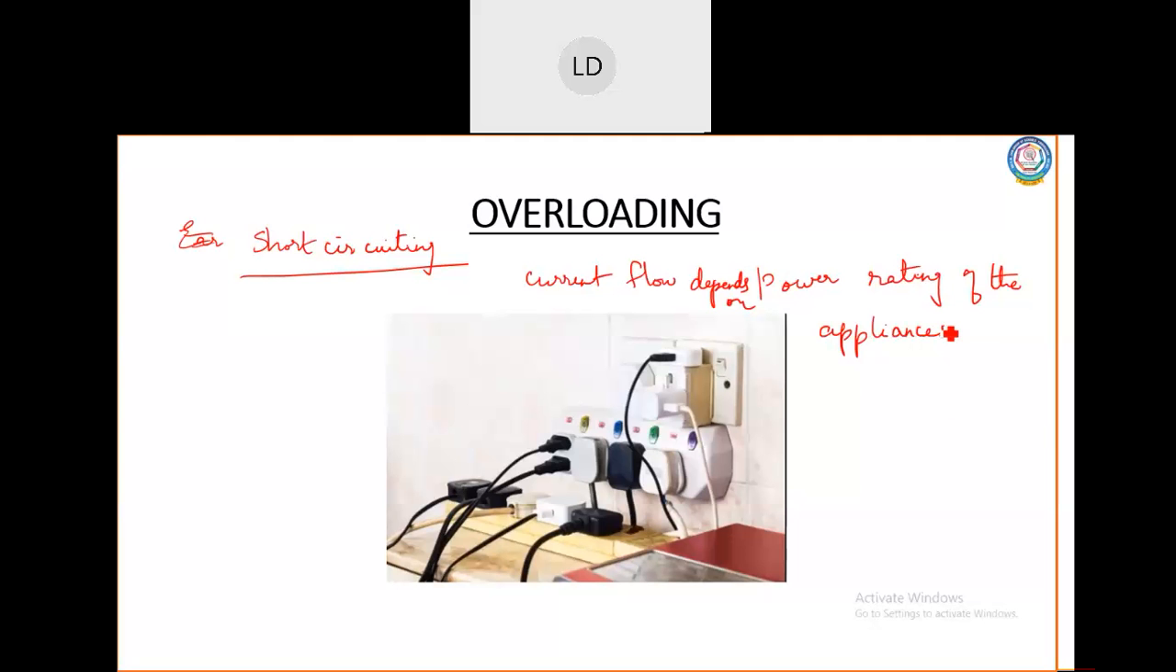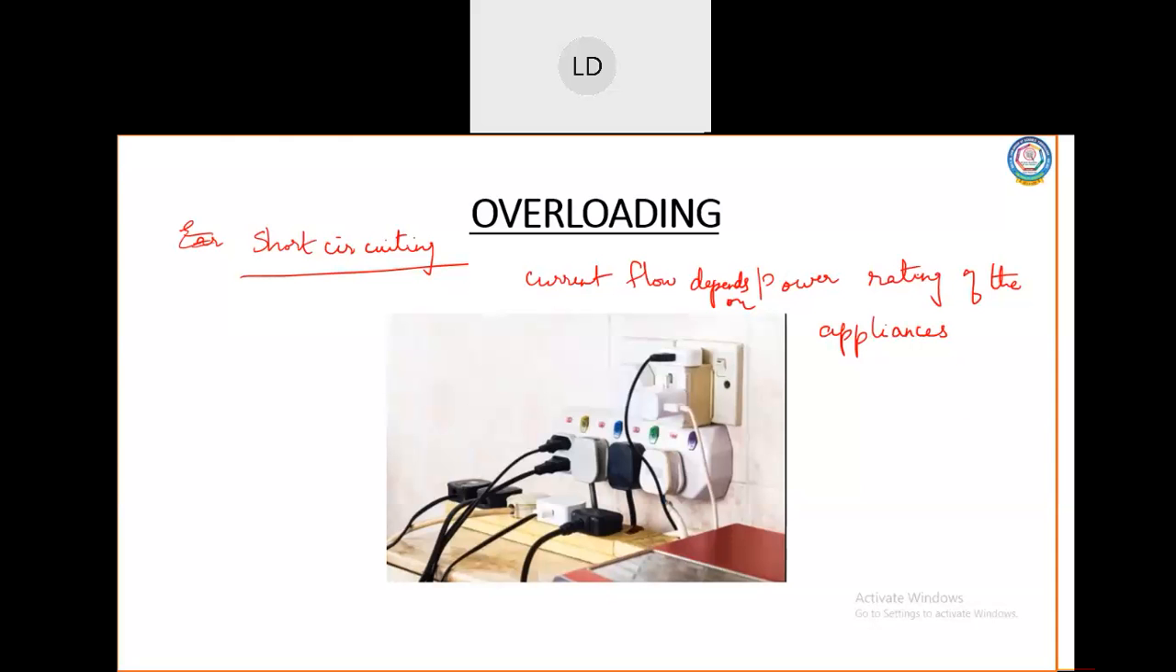Now, let us consider here I connect so many appliances. This will take a very high amount of current. So what happens when there is an extremely large flow of current in a circuit? The wires get heated up and there may be a fire accident due to this. So this should be avoided. You should not connect electrical appliances of very high power rating at the same time. So that should be avoided, right?